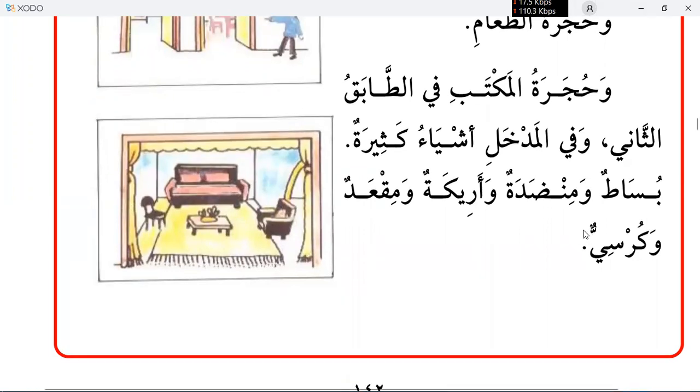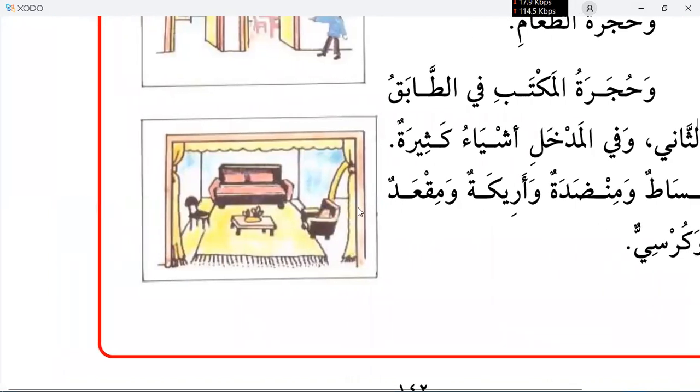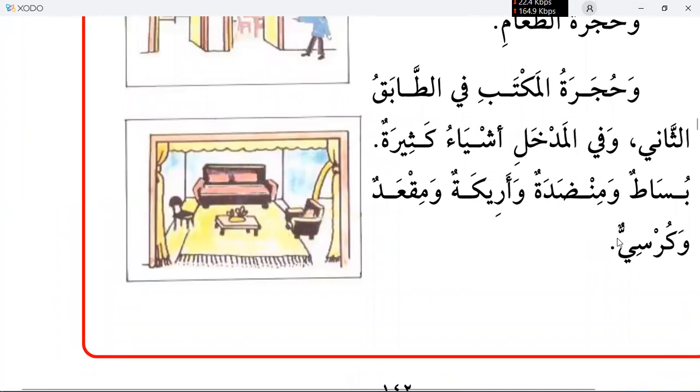The second thing is minda. Minda means table. Wa arika, and couch. You can also call it sofa. Wa maq'ad, maq'ad means seat. Wa kursi, and the chair. So you see, in this picture we have all these three things: arika, maq'ad, and kursi.